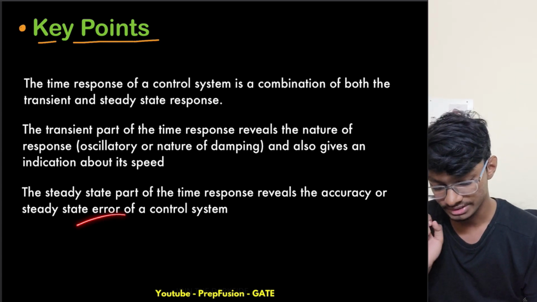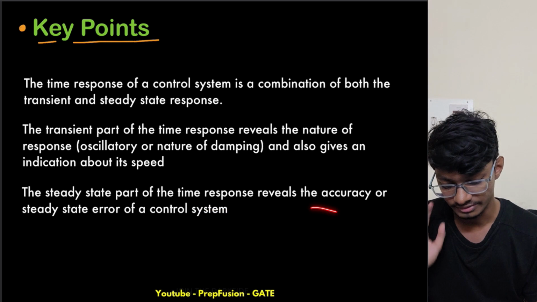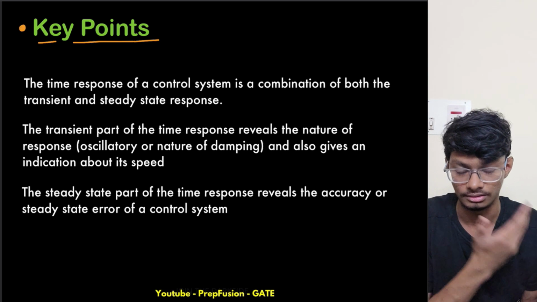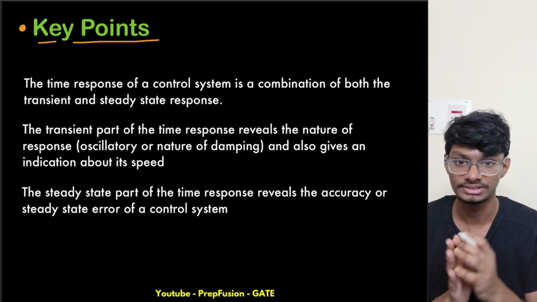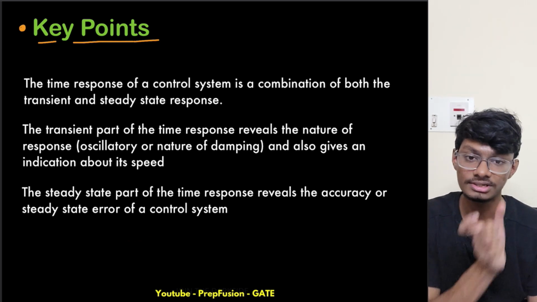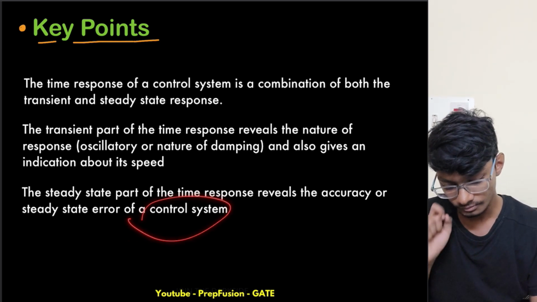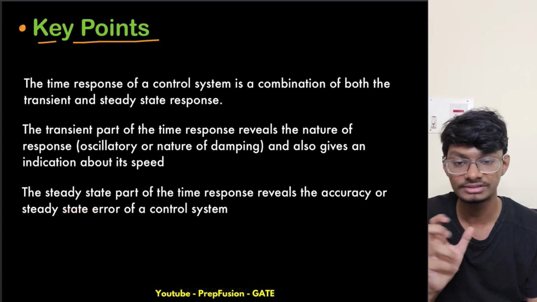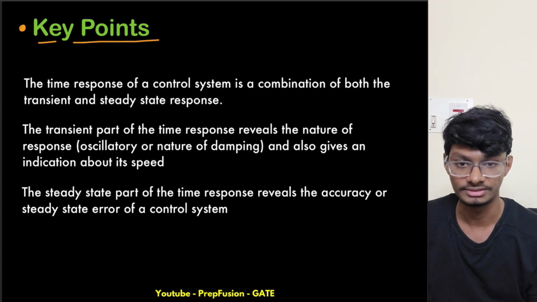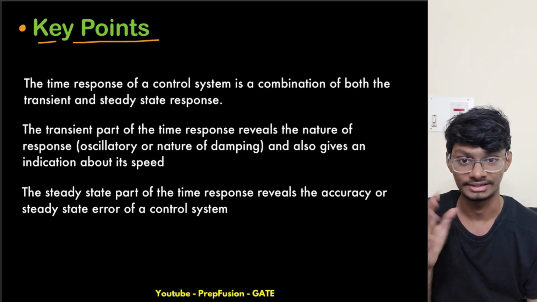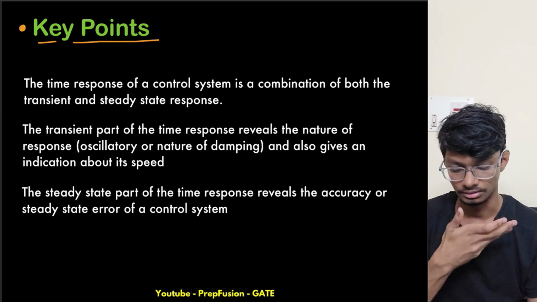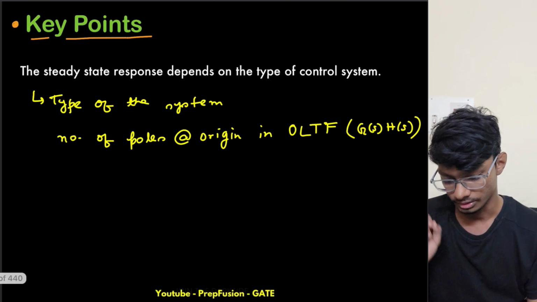Now the steady state part of the time response reveals the accuracy or steady state error of a control system. When we studied the steady state error, we were interested in the final value, not the transient part. That's why the steady state part reveals the accuracy of the system, how accurate the system is in tracking our reference input. But there is also another thing, for unity and non-unity feedback, that we will understand towards the ending.